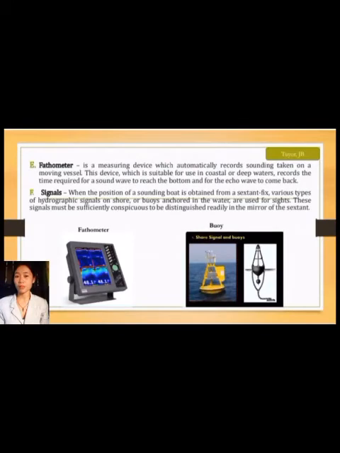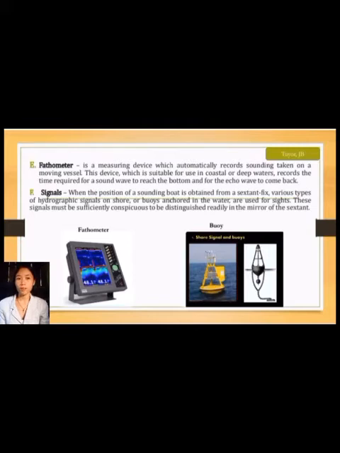And the fifth equipment is the photometer. It is a measuring device which automatically records soundings taken on a moving vessel. This device, which is suitable for use in coastal or deep waters, records the time required for a sound wave to reach the bottom and for the echo wave to come back. And the range in water depths that can be measured by a photometer is unlimited. Soundings have been made of depths ranging from a few centimeters to 6,000 fathoms. And it is very important that the size, shape, and spacing of these signals must be varied to permit easy identification.